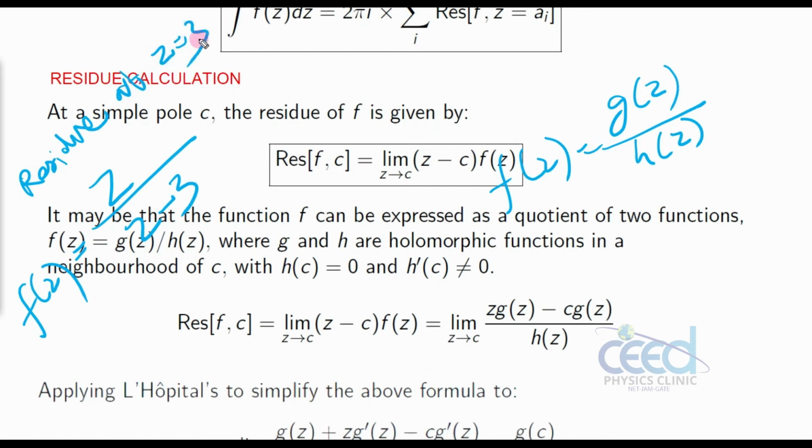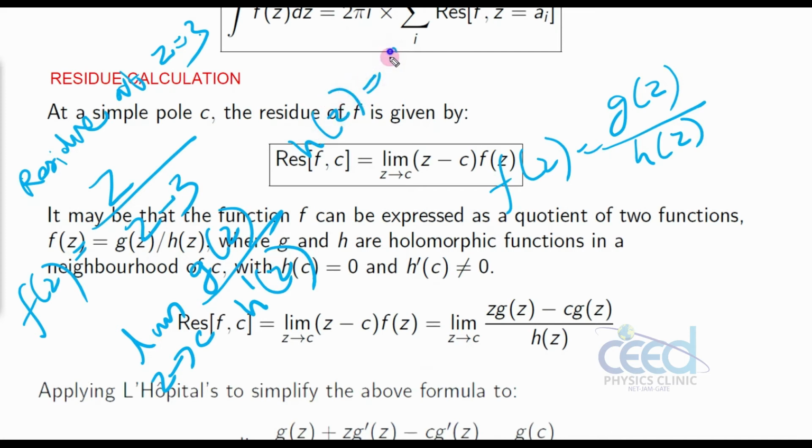If I am substituting z is equal to 3 in the equation, the denominator will be 0. That means when I substitute z is equal to 3, the function blows up, and z is equal to 3 is a pole, right? In that condition, you can do limit as z tends to c of g of z divided by h dash of z, only if h of z is equal to 0.